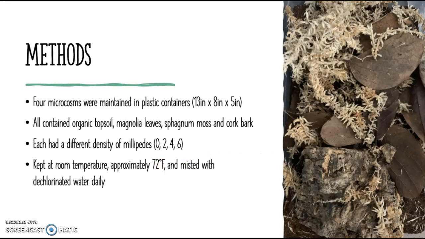To run this experiment, I set up 4 different plastic containers that were 13 inches by 8 inches by 5 inches. All contained organic topsoil from a local gardening store, magnolia leaves, sphagnum moss, and cork bark to allow millipedes to feed. Each container had a different density of millipedes. I decided to do 0, 2, 4, and 6 because that is how many millipedes I had available. They were all kept at room temperature, which is approximately 72 degrees Fahrenheit, and misted with dechlorinated water daily to keep the proper humidity up.